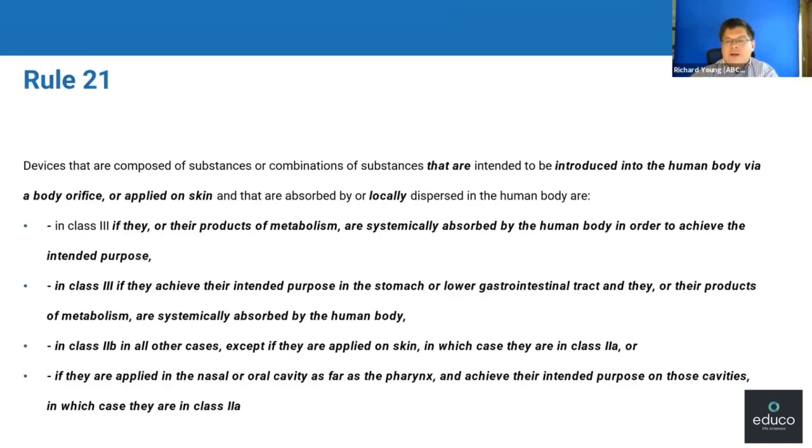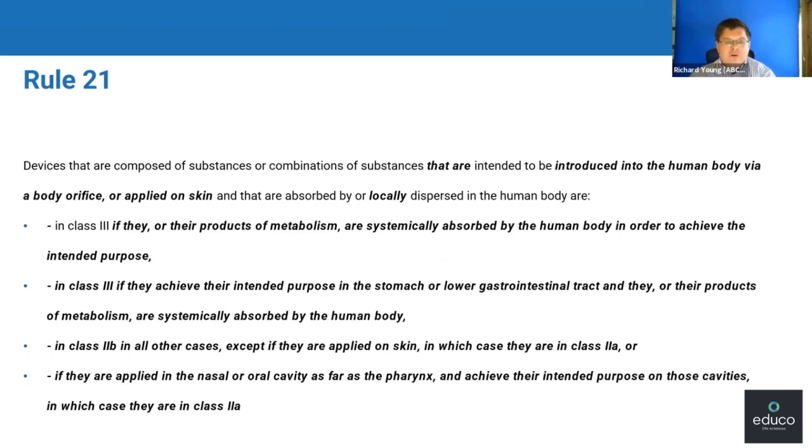Rule 21 talks about materials that are introduced into the body and may be absorbed or locally dispersed. And it says they're class 3 if their products of metabolism are systemically absorbed by the human body in order to achieve their intended purpose. Not many products fall into that, but you can maybe think up some products that would fit under that.